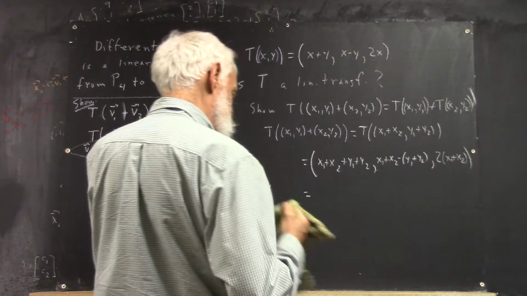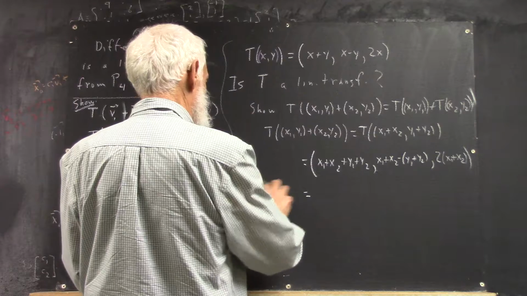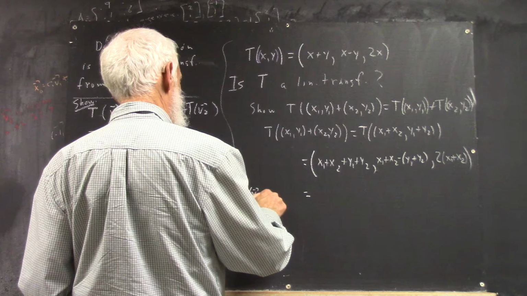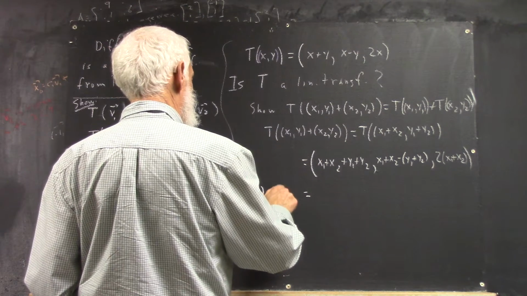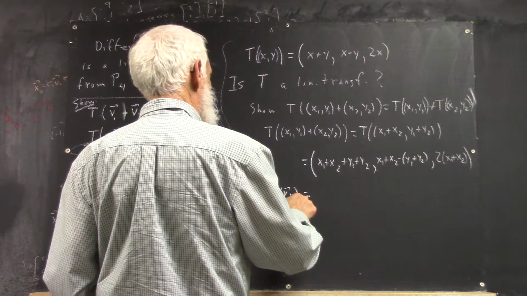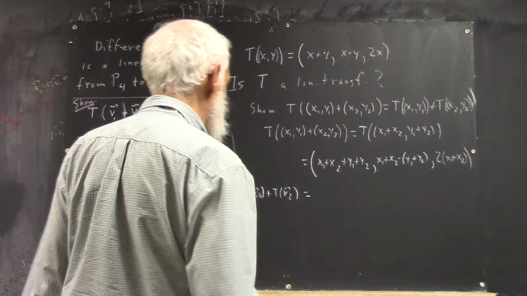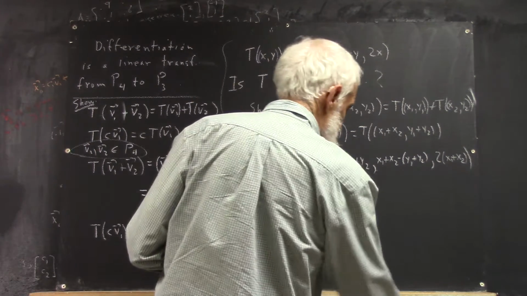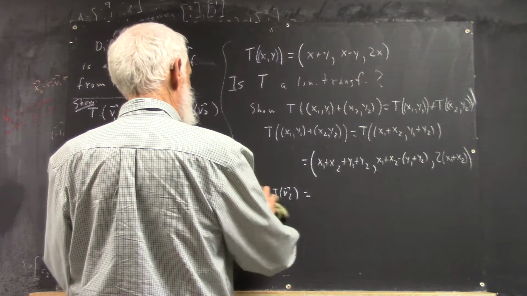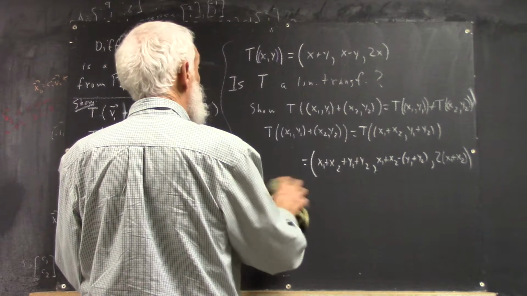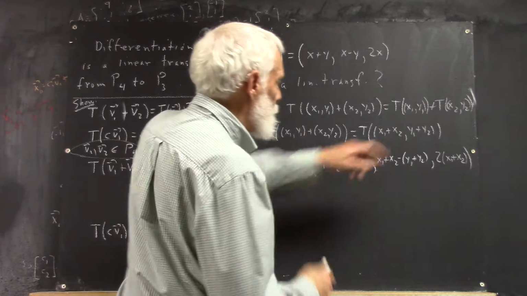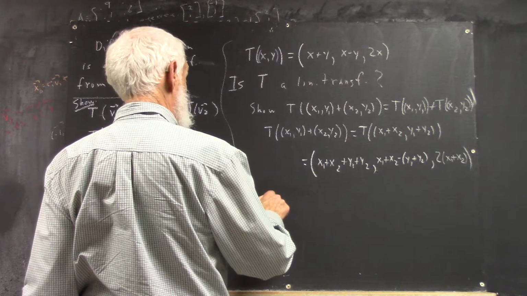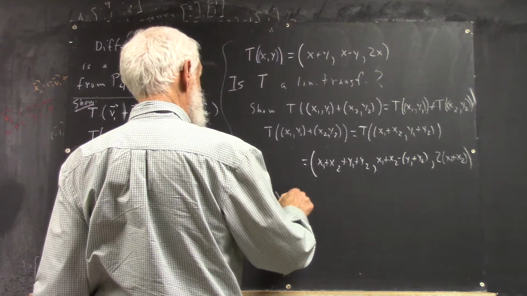didn't leave myself room. Okay, T of v1 plus T of v2 equals what? I don't want to write v1 and v2. I want to write T of (x1, y1) plus T of (x2, y2). Corresponds to what I just wrote, but it's not what I just wrote. Okay.